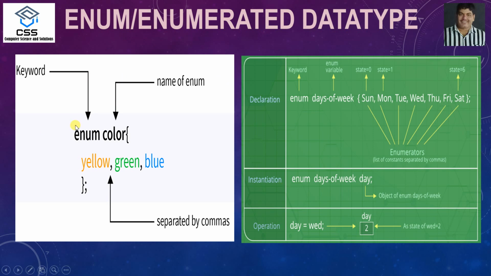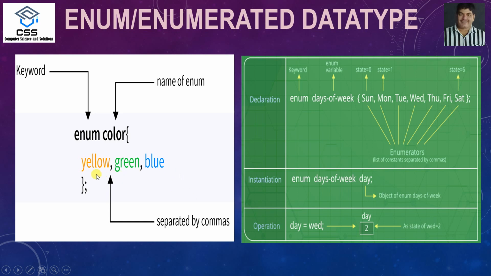Now you see, if we define enum and color is the user-defined name, means the keyword is enum and the name of the enum is color. You can change it, color is not predefined, it could be x, y, z, etc. And you can take different constants as yellow, green and blue, not predefined, means the value of yellow becomes 0, the value of green becomes 1, and the value of blue becomes 2.